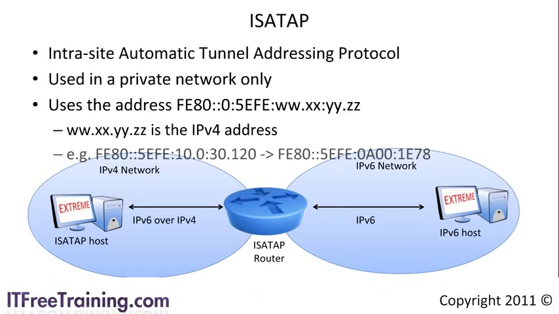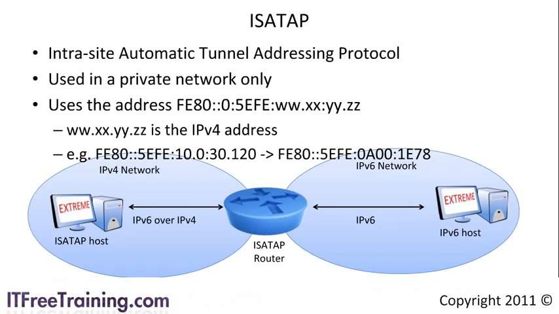Consider the following example. To communicate with 10.0.30.120, the router would use the link local address host network ID FE80, followed by the host ID of 5EFE:10.0.30.120. If a client on the IPv6 network wants to communicate with the IPv4 network, the process is simply reversed.